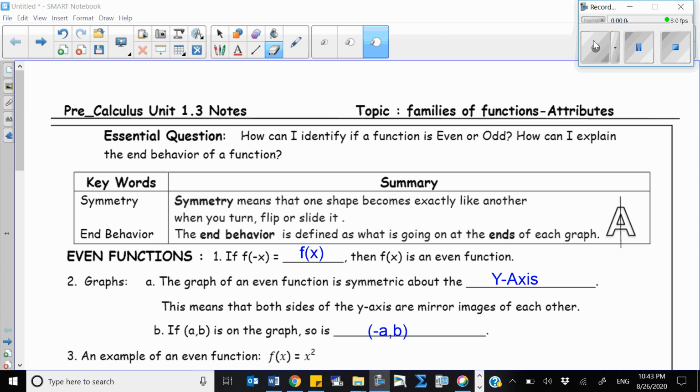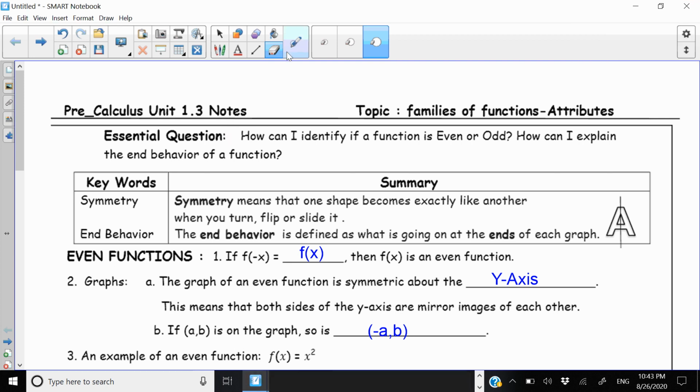Hi everyone, today we're going to talk about 1.3 notes. We are going to learn how we can identify a function if it's even or odd, and also how we can explain the end behavior of a function. First of all, let's see what is a symmetry.